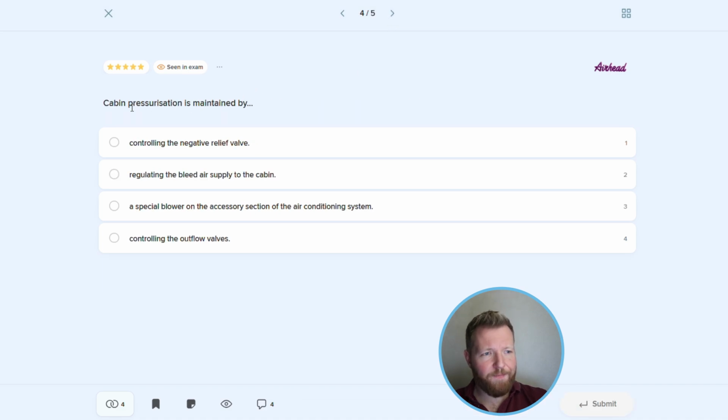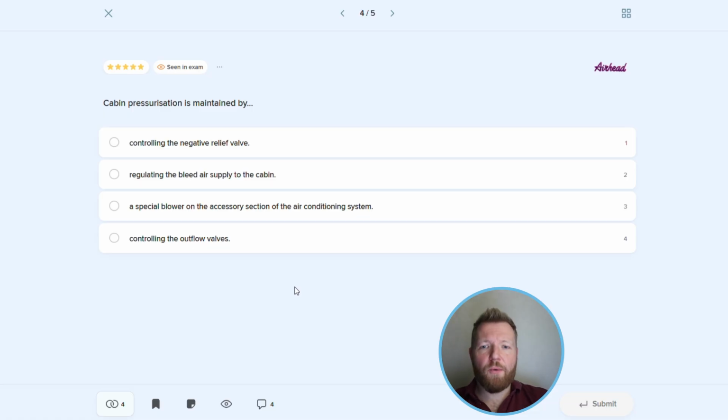Question number 4. Cabin pressurization is maintained by controlling the negative relief valve, regulating the bleed air supply to the cabin, a special blower on the accessory section of the air conditioning system, or controlling the outflow valves.